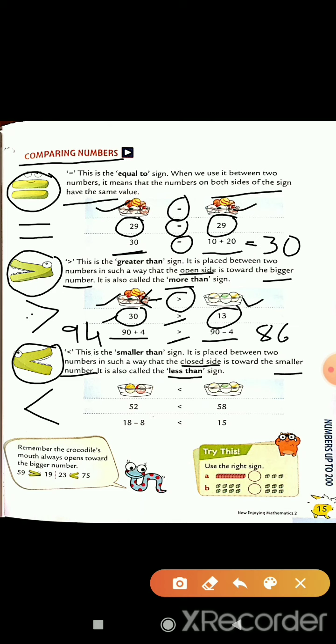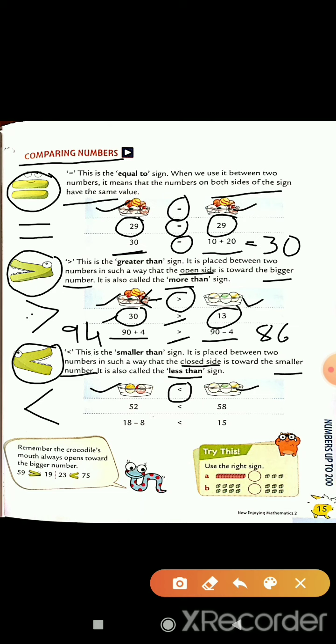Let us see the example. Here in a basket, 2 balls are there. Here in a basket, 3 balls are there. The basket which has 2 balls has the smaller number. So which sign is used? Less than sign. Can you see the closed side is towards the smaller number?